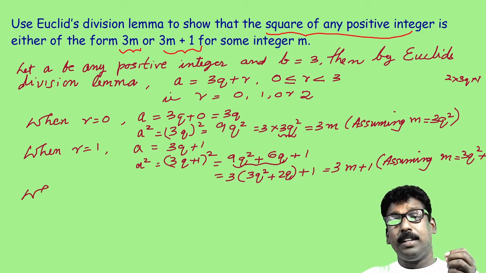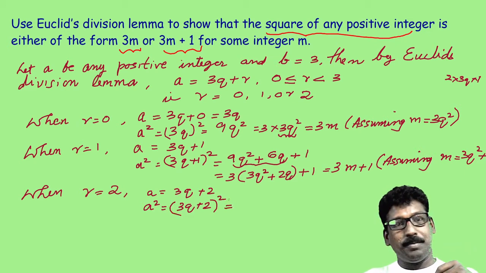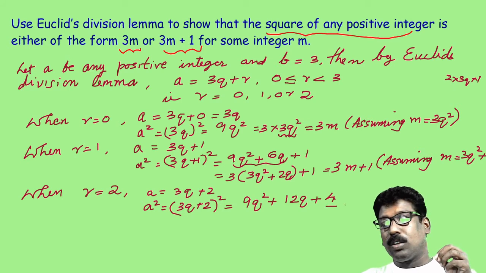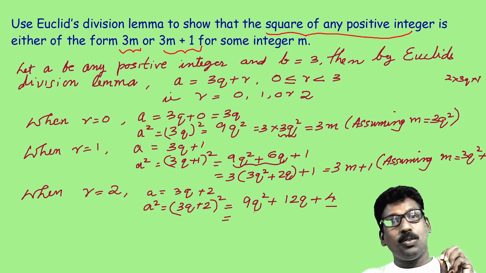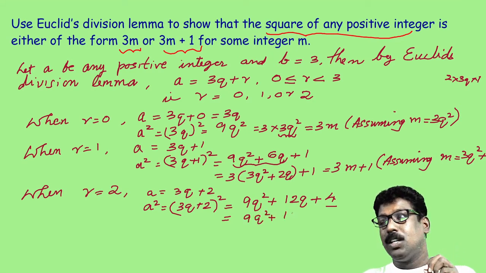What will happen when r is equal to 2? a is equal to 3q plus 2. Then a square is 3q plus 2 the whole square. Do find it out. Yes, it is 9q square plus 2 into 3q into 2, that is 2 into 3 is 6, 6 into 2 is 12, so 12q, plus 2 square is equal to 4. Now 4 you can write as 3 plus 1. So 9q square plus 12q plus 4 you can rewrite as 9q square plus 12q plus 3 plus 1.